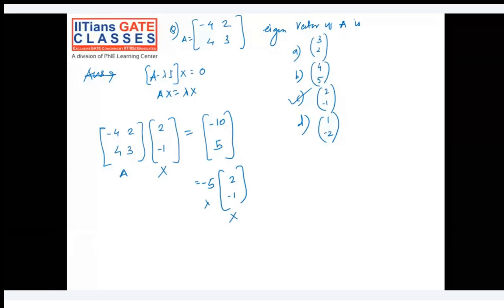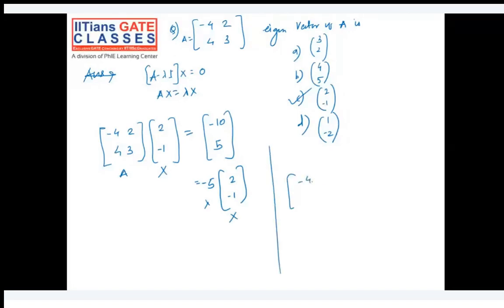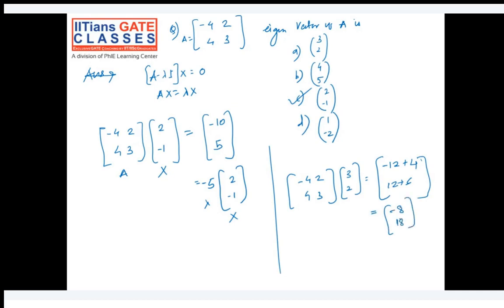So let's try first with A. It's the matrix [-4, 2; 4, 3], and option A is (3, 2). If you multiply, what will happen? Minus 12 plus 4, and then 12 plus 6. So it is minus 8 on the top, and below, 12 plus 6 is 18. So you cannot write it as lambda times (2, -1), right? This is not possible. Hence, this is not an eigenvector. You can similarly try for the others and arrive at the correct answer by the trial and error method.